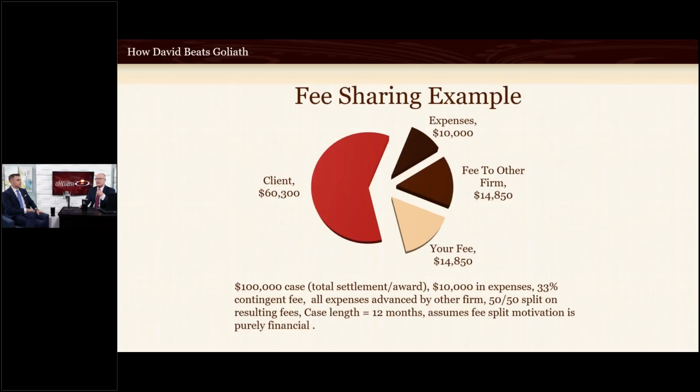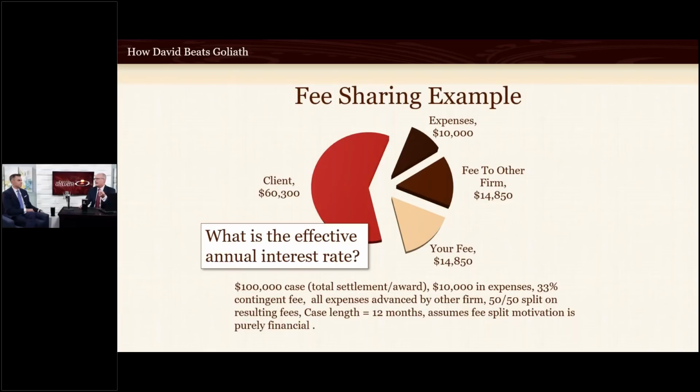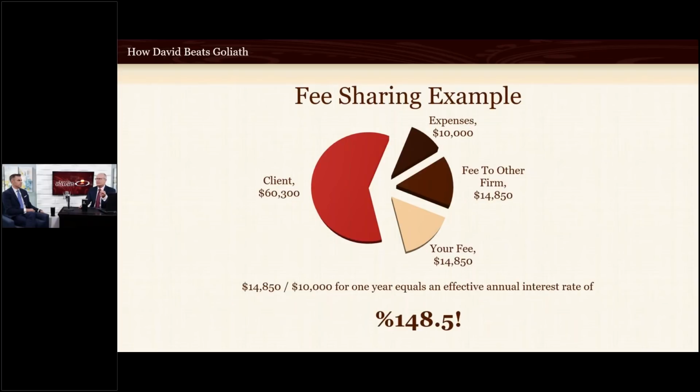Well, let's think about interest for a moment. First of all, what is interest? Interest is when you rent someone else's money because you don't have what you need. So you rent someone else's money, you're paying interest. Well, in this case, what are you giving up? You're giving up half your fee, which in this example would be $14,850, in exchange for using someone else's $10,000, or the benefit of that $10,000, for a year. So when you do the math on that, the effective annual interest rate in this example is actually 148.5%. So that's usually an eye opener, right?